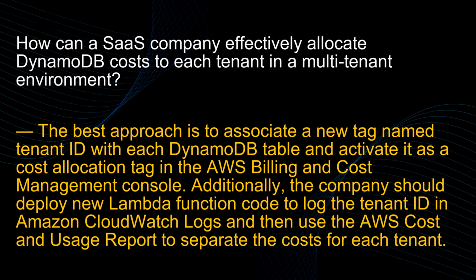How can a SaaS company effectively allocate DynamoDB costs to each tenant in a multi-tenant environment? The best approach is to associate a new tag named Tenant ID with each DynamoDB table and activate it as a cost allocation tag in the AWS Billing and Cost Management console. Additionally, the company should deploy new Lambda function code to log the tenant ID in Amazon CloudWatch logs, and then use the AWS Cost and Usage Report to separate the costs for each tenant.